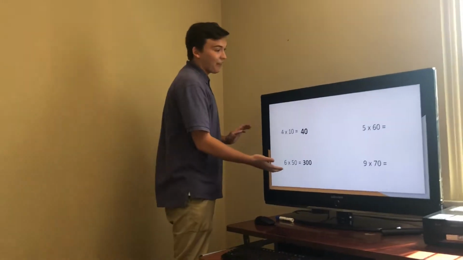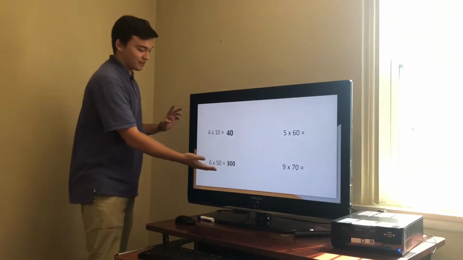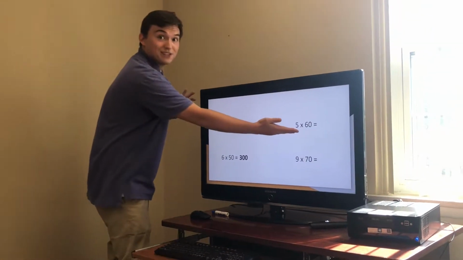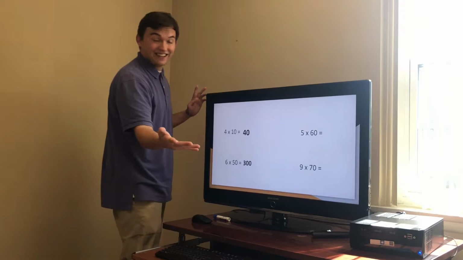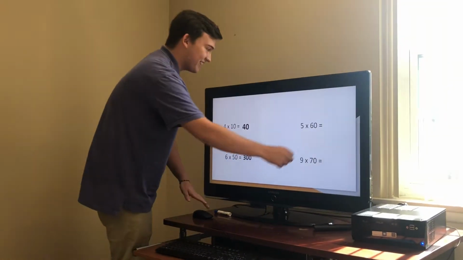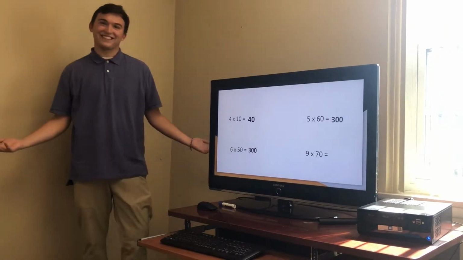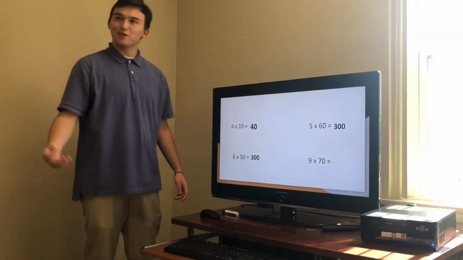Now, 5 multiplied by 60. It's very similar to the last problem we just did. Let's look how we did this. 6 times 5 is 30. And we'll add the 0 to the end. 300. 300 again. Wasn't too bad.